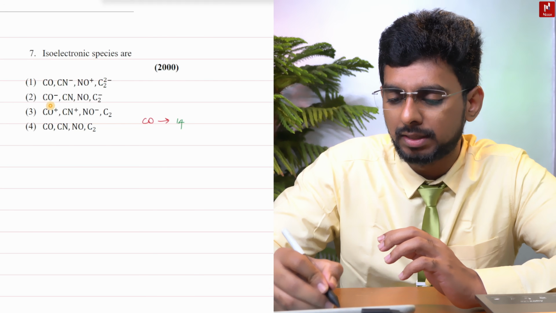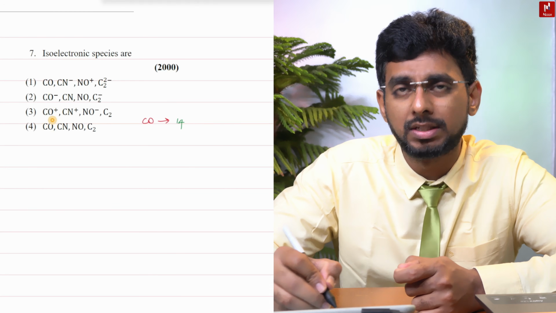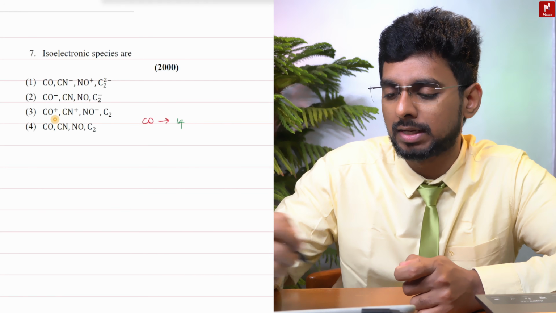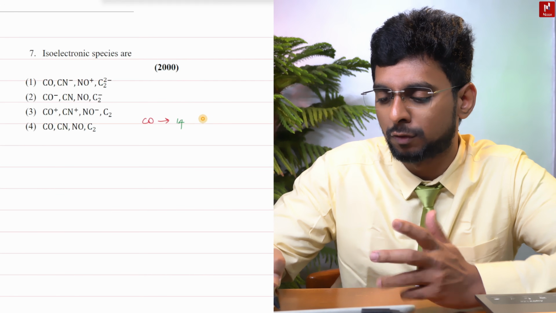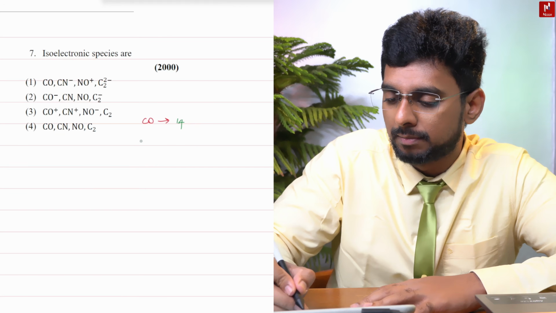Therefore, CO gives you 14. If it was CO minus, that should have been 15. That's it, finished. Add one extra electron. If it is CO plus, just subtract one extra electron. That's going to give you 14, 13 over there. Fine. Then let me do it for the CN minus.